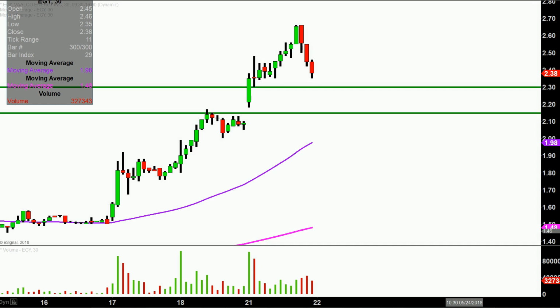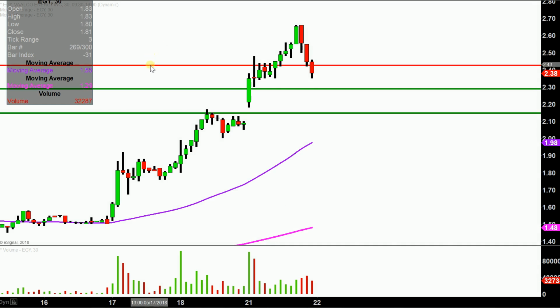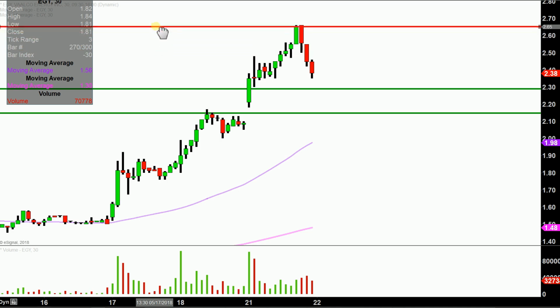What about levels of resistance? As far as where the sellers are at, that's pretty straightforward. After today's price movement on 2 different occasions, price tried to get up through $2.65, but couldn't quite do that. So that is where the public enemy number 1 going forward.